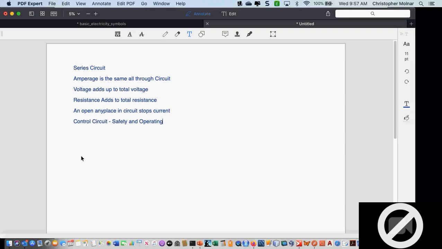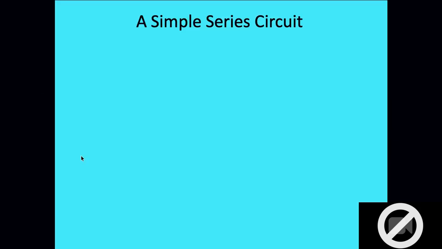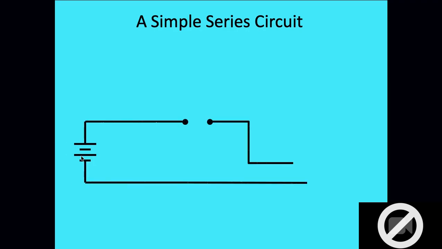Amperage is the same all the way through the circuit. Voltage adds up to the total. Resistance adds to the total. And an open any place in the circuit is going to stop the current. A control circuit is where we see this most. It could be safety or operating.